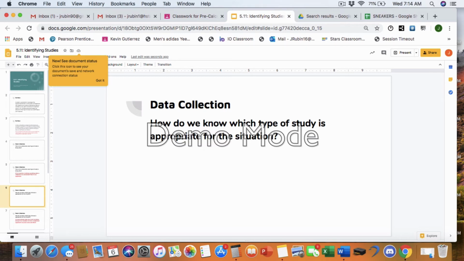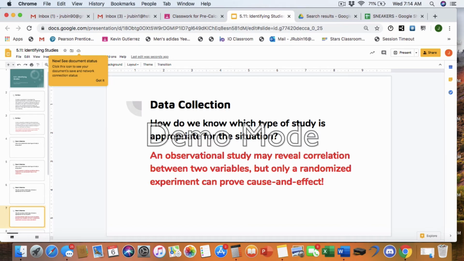And then, how do we know what type of study is appropriate for the situation? That would be the second question that we want to answer today. Well, an observational study is more likely to reveal some sort of correlation, but only an experiment can prove cause and effect, right? If we did the observational study from the do now, and we found that the 50 people that had dogs or cats scored higher on the happiness questions than the people without pets, we could say that there is a correlation, right?